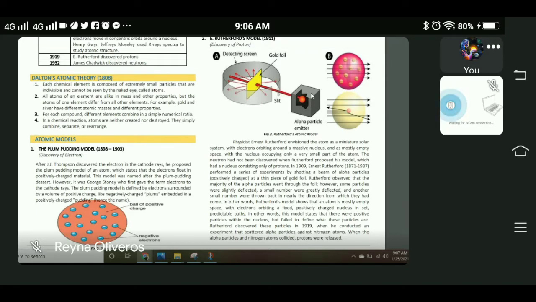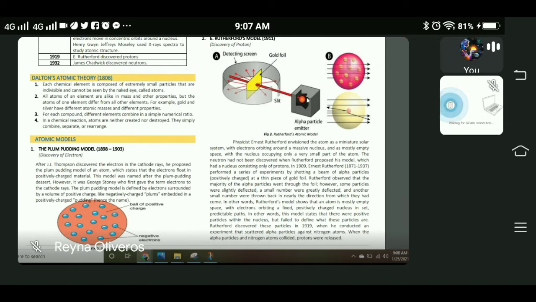So, the physicist Ernest Rutherford envisioned the atom as a miniature solar system, with electrons orbiting around the massive nucleus, and as mostly empty space, with the nucleus occupying only a very small, as you can see here, a very small part of the atom. So the neutron had not been discovered when Rutherford proposed his model, which had the nucleus consisting only of protons.